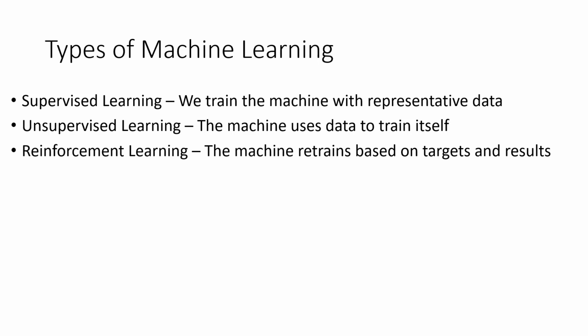Reinforcement learning is really interesting. You can think of a machine retraining based on targets and results. So you can think of an algorithm that's seeking to find its way through a maze, for example, and then based on either finding its way or running into walls, it can retrain itself. And that's really exciting today. We see more and more of that type of reinforcement learning happening.